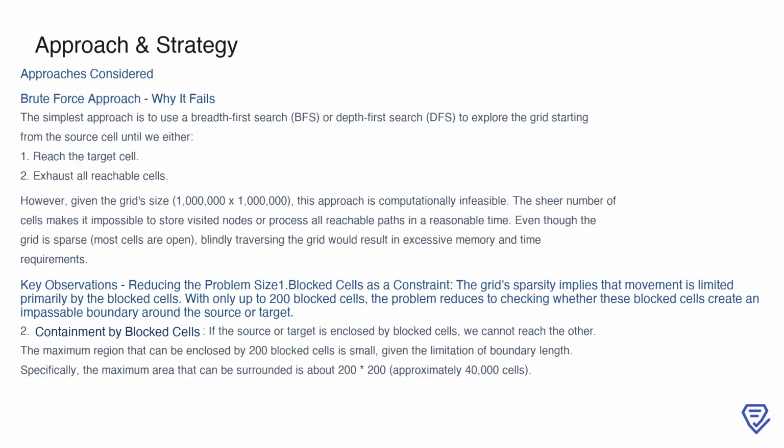Instead, we can refine our approach by focusing on key observations that reduce the problem size. First, the sparsity of blocked cells means that movement is constrained primarily by these blocked cells, not the size of the grid itself.